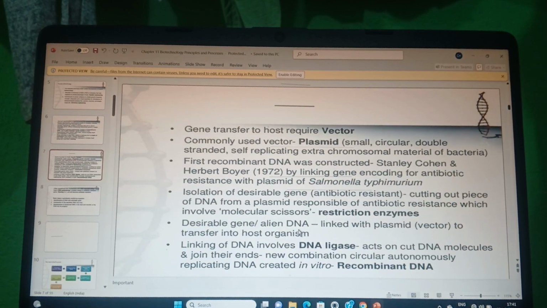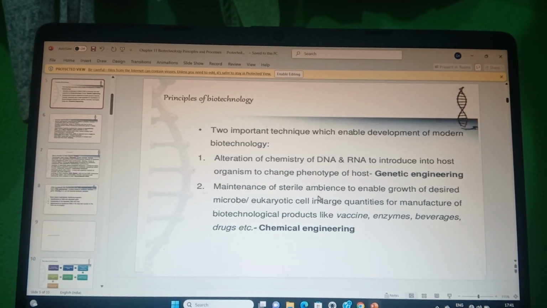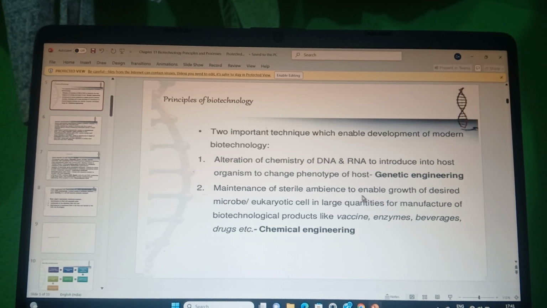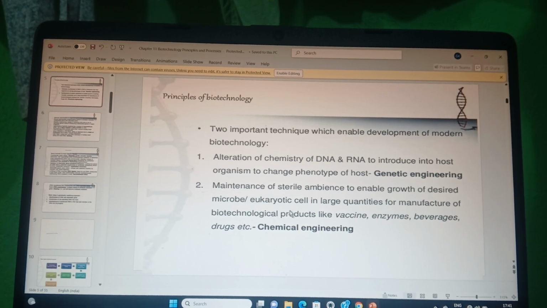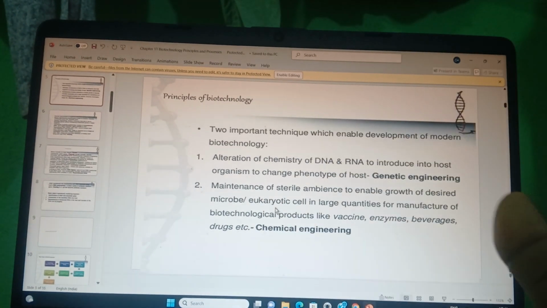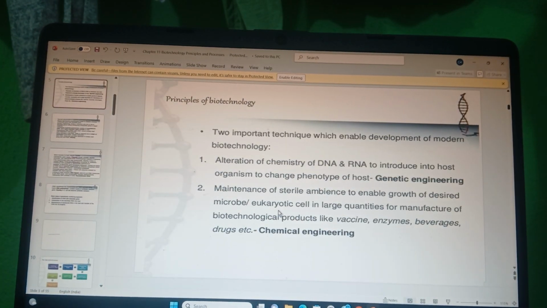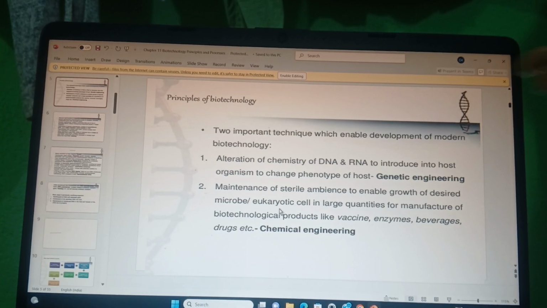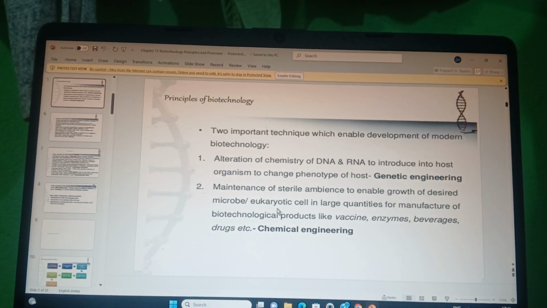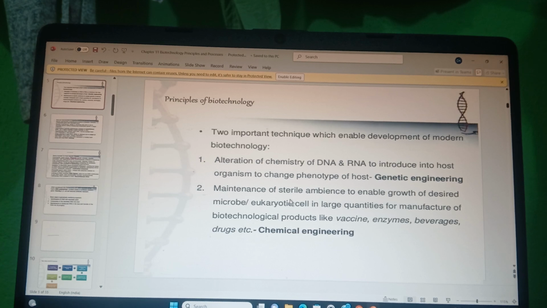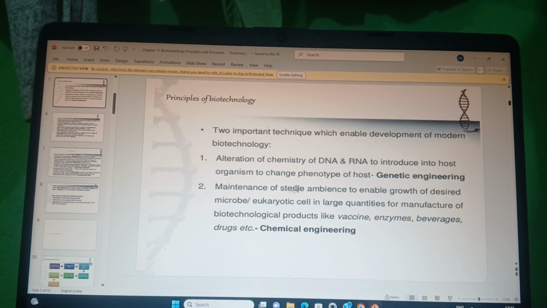Yes. Then you look, this language means maintenance of sterile condition. You have to maintain the sterile condition to enable the growth of desirable microbes. Which microbes you have given in this petri plate, only the desirable microbe you want to grow. If you take a large quantity, definitely the desirable microbes will eat the nutrients and they will reproduce. Or if the host cell is a eukaryotic cell, maybe plant cell, maybe animal cell, in large quantity you want to grow only this eukaryotic cell.